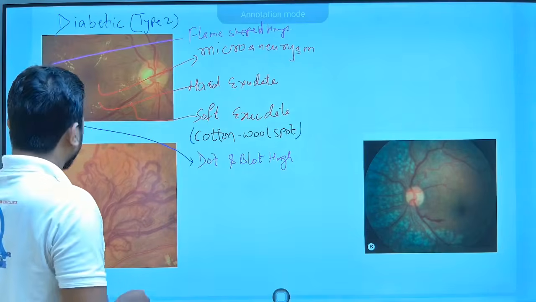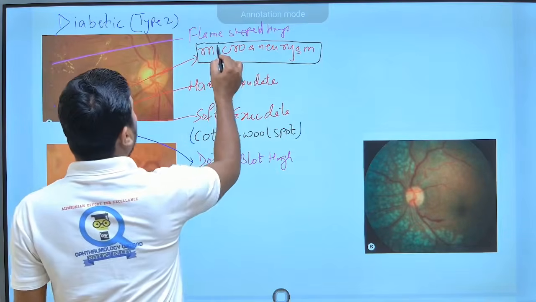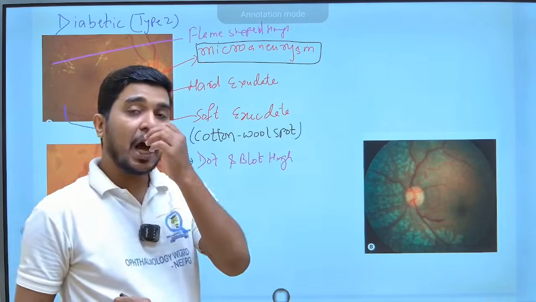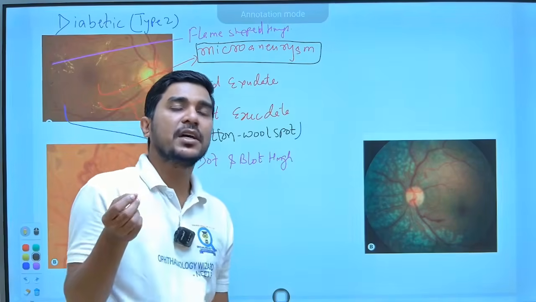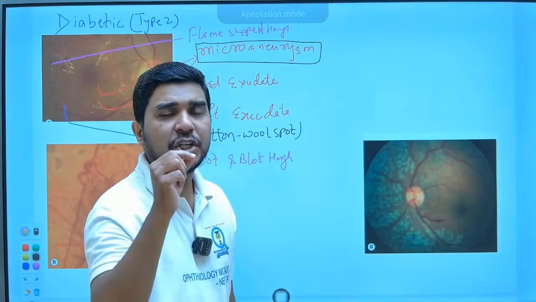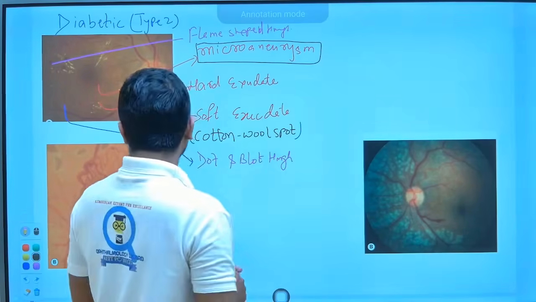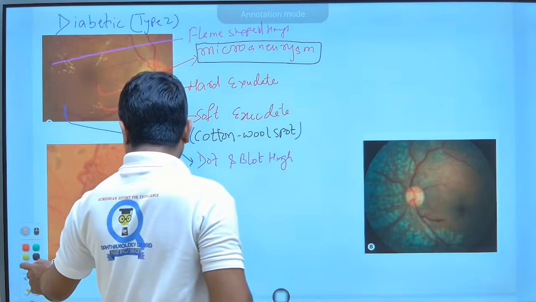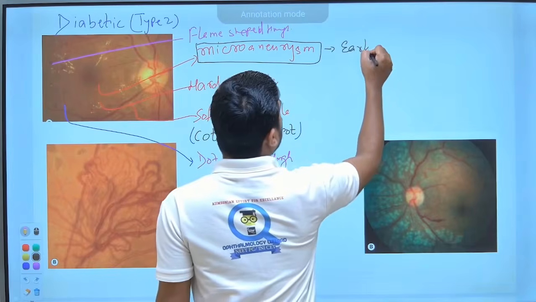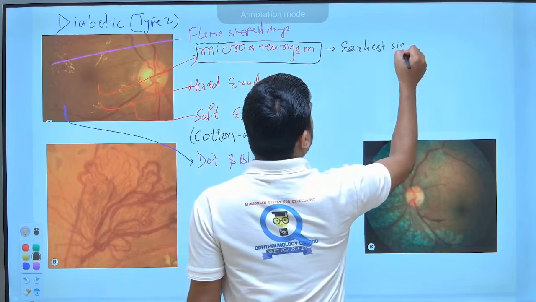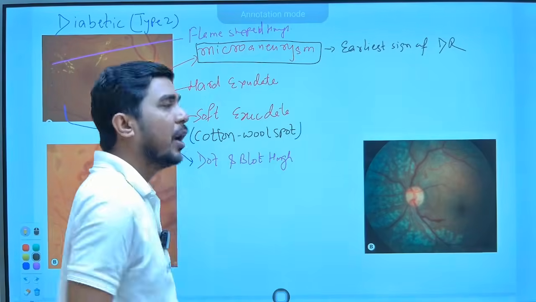First of all, come to microaneurysm. Let's talk about it. What is microaneurysm? Microaneurysm is nothing but a micro outpouching of the blood vessels because of leakage. So it is the earliest sign of diabetic retinopathy. What do I have to write? Here you have to write: earliest sign of diabetic retinopathy. Understood?